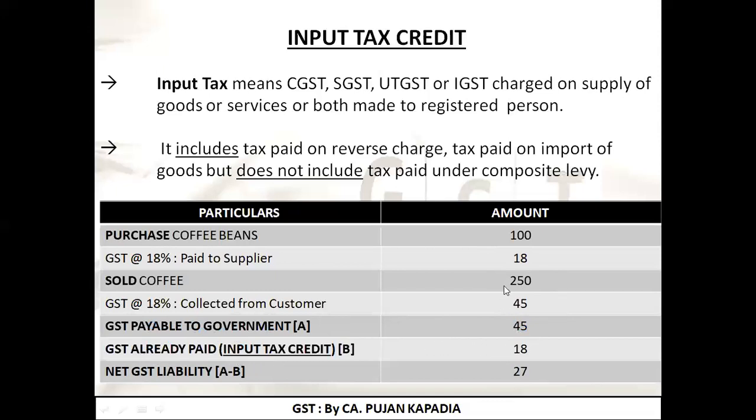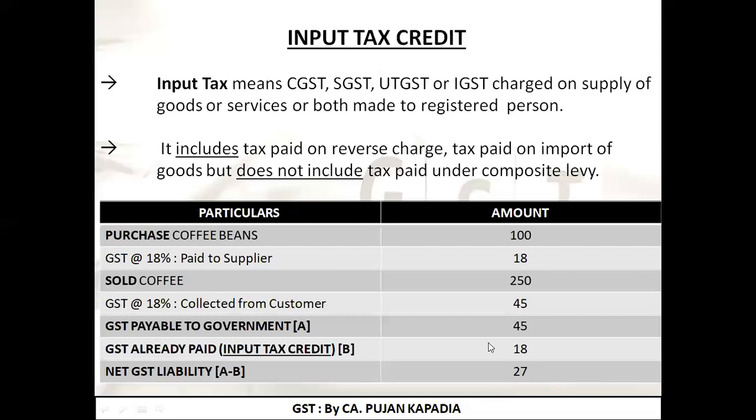Remember, coffee beans wale ko jo pay kiye the? So I will say, sir, to manufacture this product on which I have collected GST of 45 rupees, I have already paid 18 rupees as GST. So the government will say, okay, you can take credit of those 18 rupees that you have paid and pay the net GST liability. So it is 45 minus 18 that I have already paid. The amount is coming to 27. So actually now I am liable to pay only 27 rupees to the government.